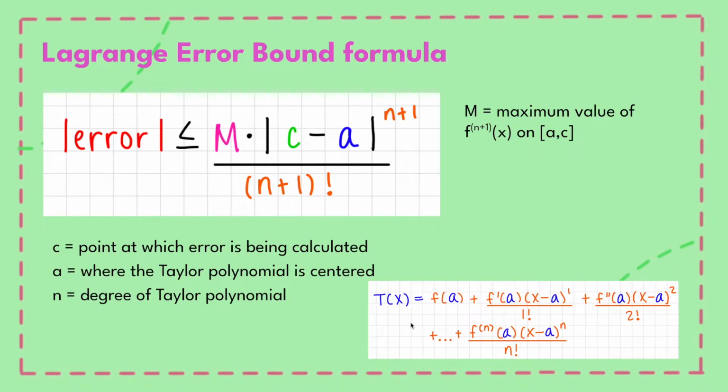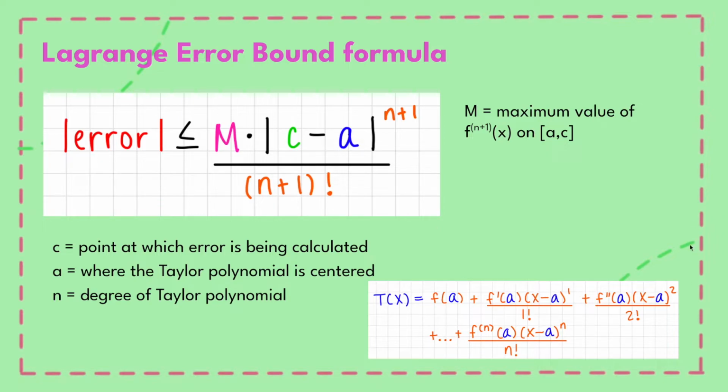Now that we have some intuition behind this, let's take a look at the formula that we use to calculate the Lagrange error bound. Although this looks a little overwhelming at first sight, let's break it down part by part. So, C is the point at which the error is being calculated, and A is where the Taylor polynomial is centered, and N is the degree of the Taylor polynomial. So if we look over here, that is basically the highest derivative that you had to take.